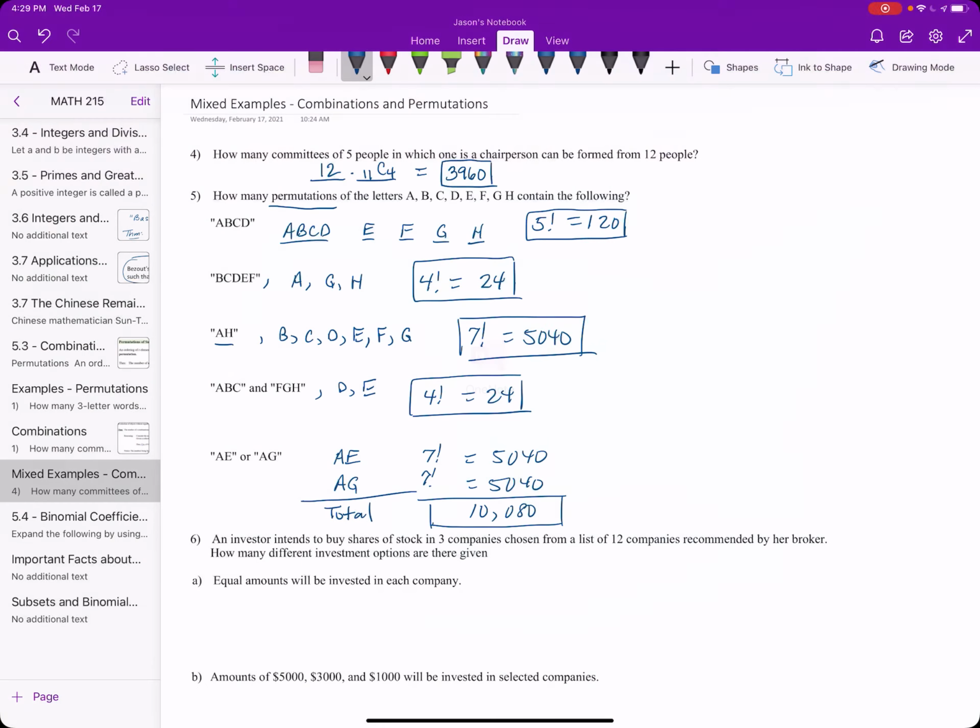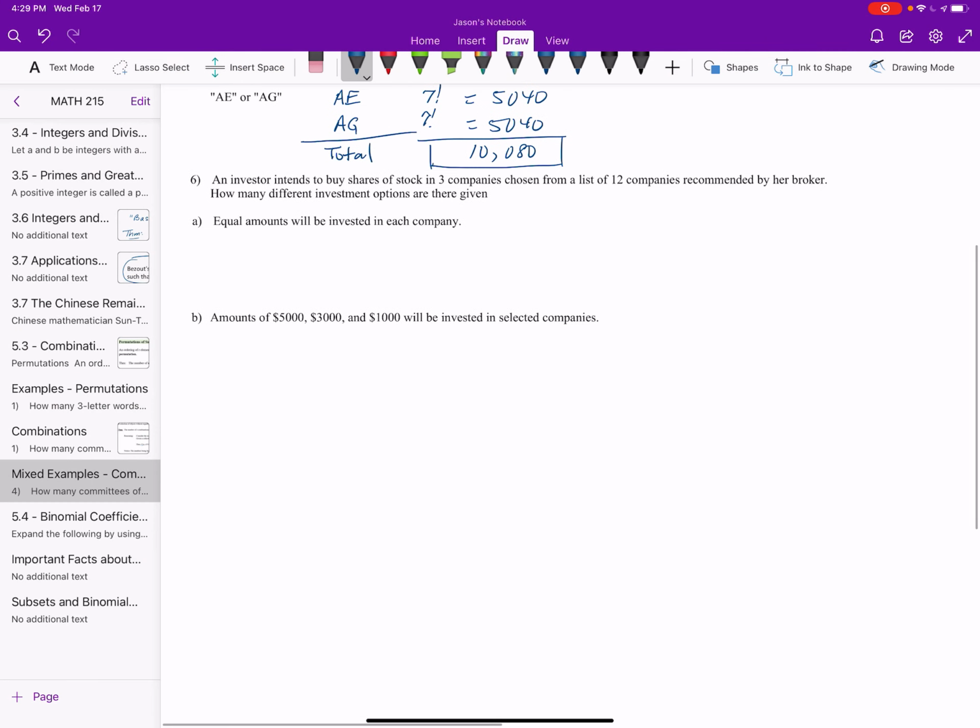Last but not least, I'm just going to get rid of my calculator there. Last but not least, so let's say we have an investor who intends to buy shares of stock in 3 companies chosen from a list of 12 companies recommended by her broker. How many different investment options are there given? So part A, equal amounts to be invested in each company. So if we're investing equal amounts in each company, we really don't see them as different. So if I invest $5,000 in these 3 companies versus these 3 companies versus those 3 companies, it basically boils down to, I just want to know how many different groups of 3 there are from the companies.